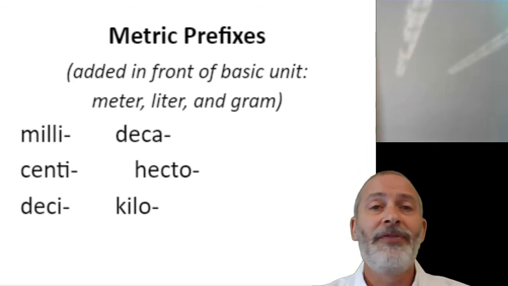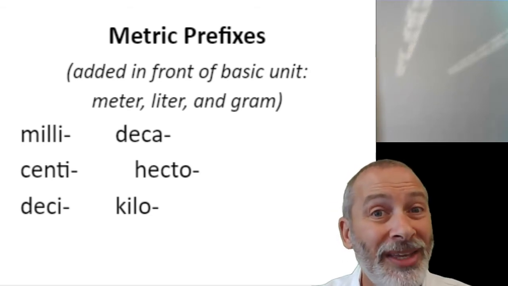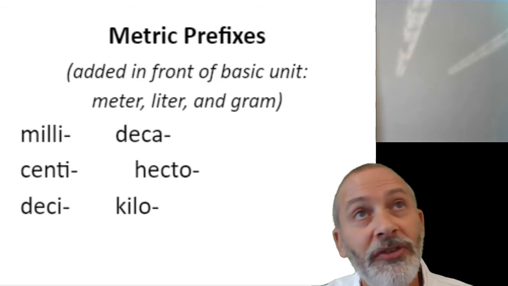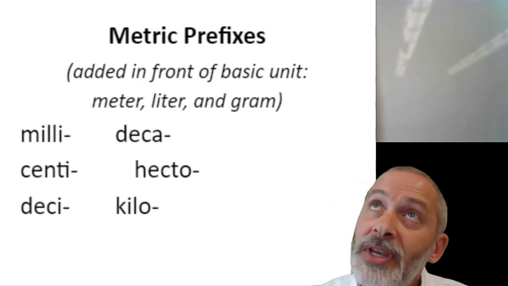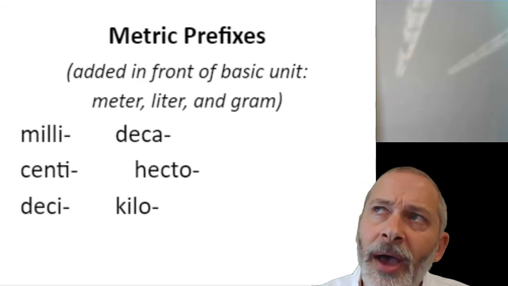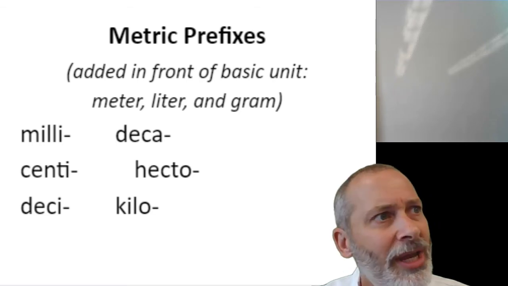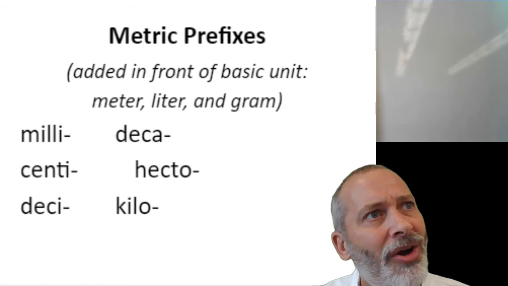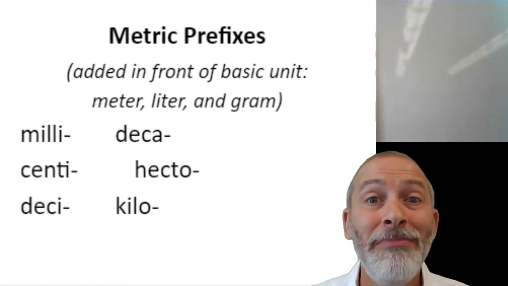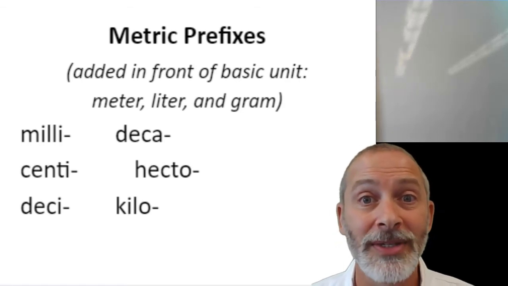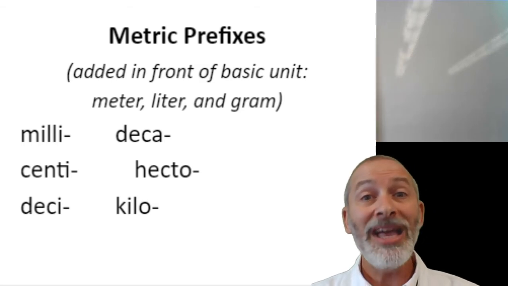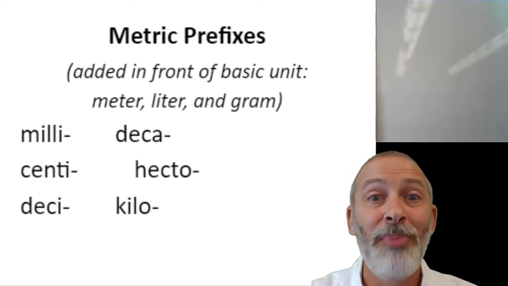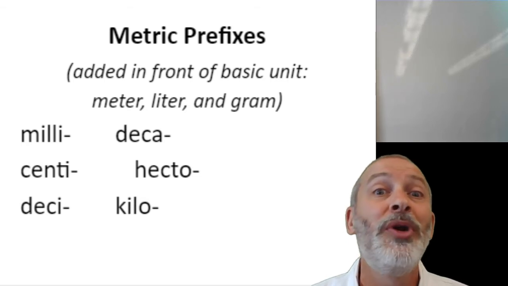So you don't have to remember things like, let's see, there's 12 inches in a foot, 3 feet in a yard, 36 inches in a yard, 5,280 feet in a mile, 1,760 yards in a mile. You don't have to remember stuff like that in the metric system. All you do in the metric system to go from one unit to another is move decimal points back and forth. It's super duper easy.